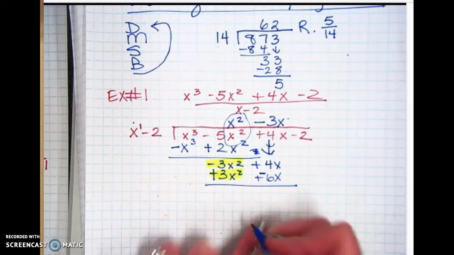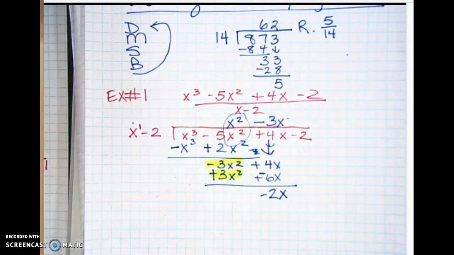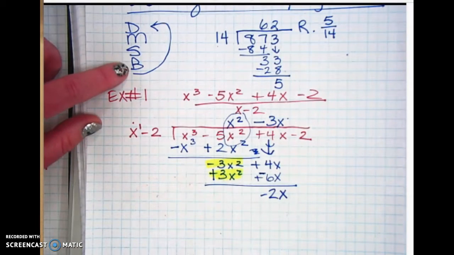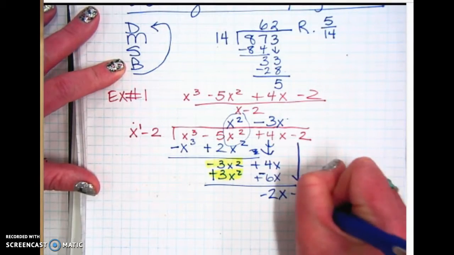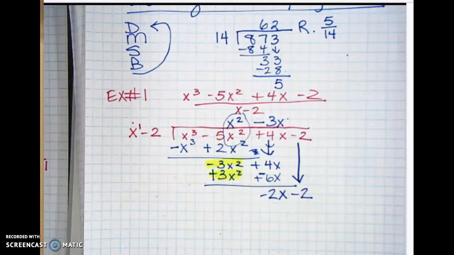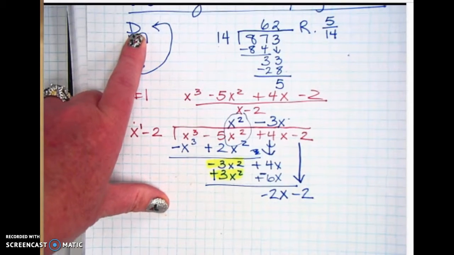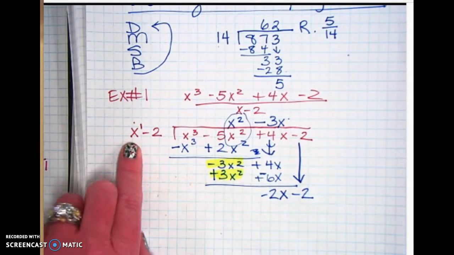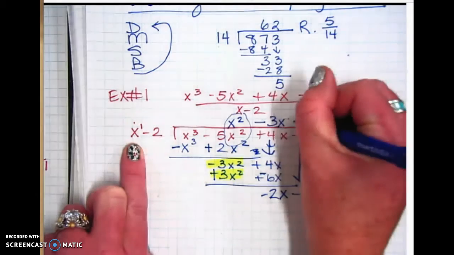4x minus 6x is negative 2x. After subtract, we're going to bring down. So the only term left to bring down is that minus 2. After we bring down, we go back up to divide. So we're going to say x into negative 2x is just negative 2.